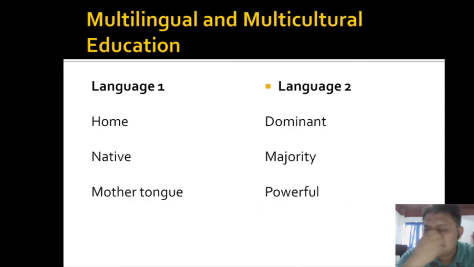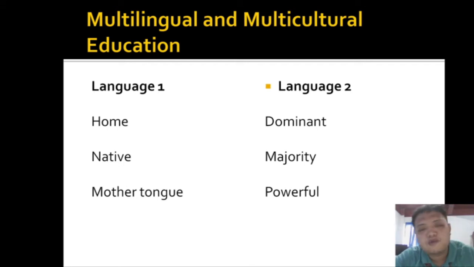Next, when we say multilingual and multicultural education, we can't help but to discuss the L1 and the L2. When we say L1, it is the home, the native, and the mother tongue. The home language, the language that the children use when they are at home, when they speak to their friends, when they speak with their close loved ones.